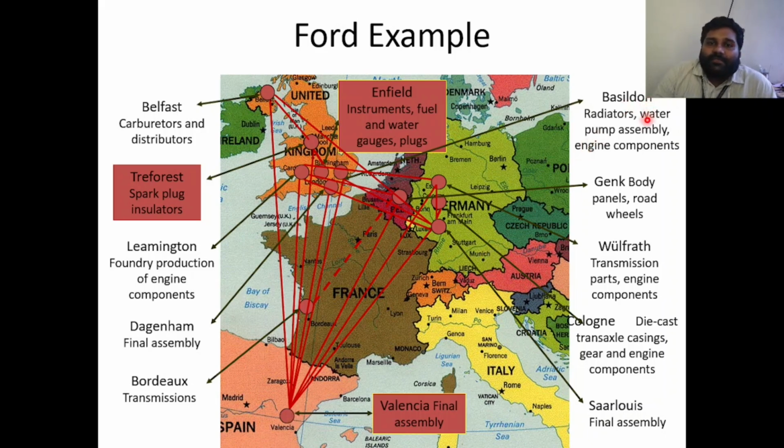Basildon, it's also from the UK. Radiators, water pump assembly, engine components are being procured. Junk body panels, rods, and wheels, so this is from the Russian side. Wolfsburg transmission parts, engine components, that is from Germany again. Cologne is again a German company. Die-cast, transaxle casting, gear and engine components. Calabria's final assembly is being done again for the distribution phase for different areas in the global supply chain.